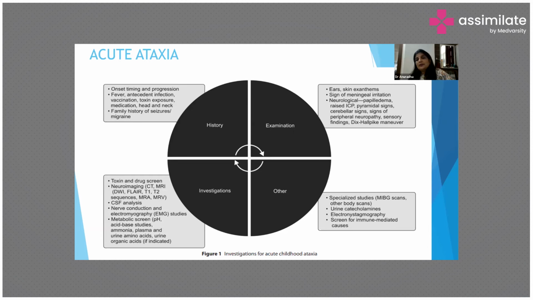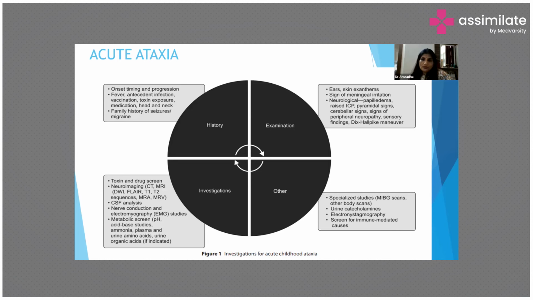And then you have to examine the skin, ears, meningeal signs of raised ICT, for papilledema, fundus examination, cerebellar signs, peripheral neuropathy. Other signs you have to see: lymphadenopathy, splenomegaly, Romberg sign, opsoclonus, myoclonus. They are suggestive of the typical etiology.